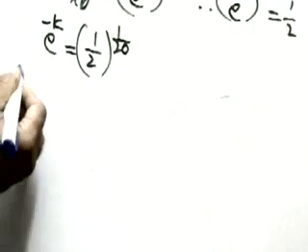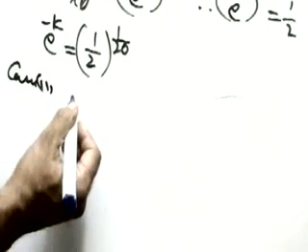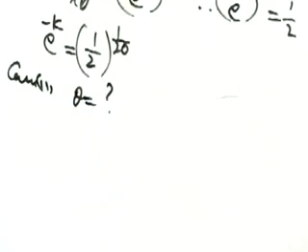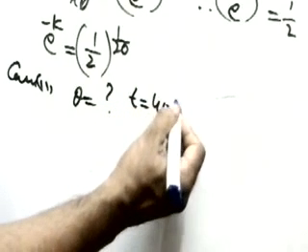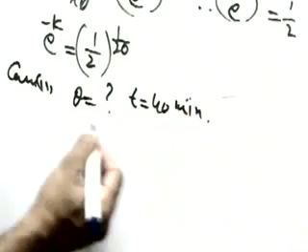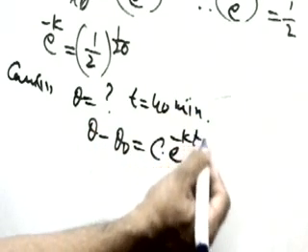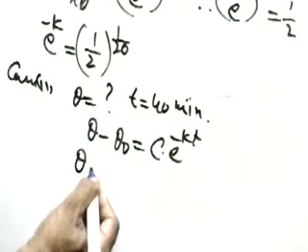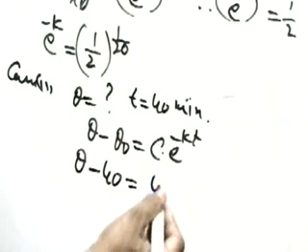And now case 3 will be the question. What is the question asked here? Find the temperature of the body after time 40 minutes. Now again let me substitute this in the formula. Theta minus theta naught equals C into e power minus kt. We have to find theta. We don't have theta, so theta as it is, minus theta naught, which is 40.